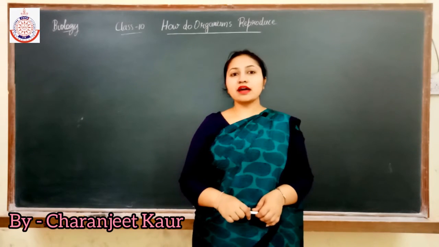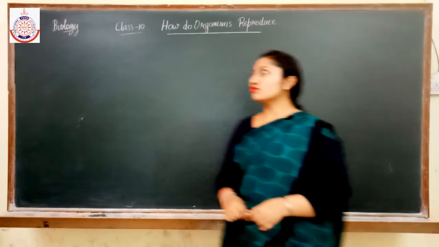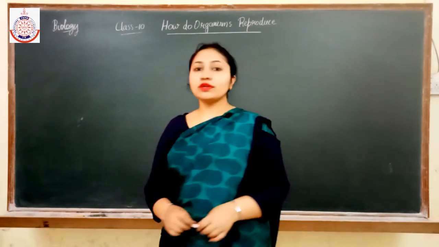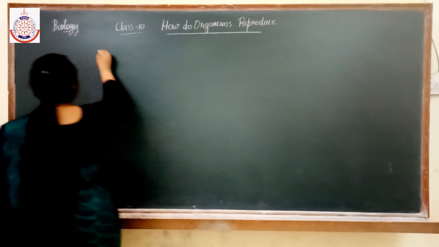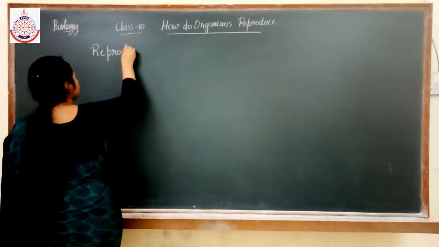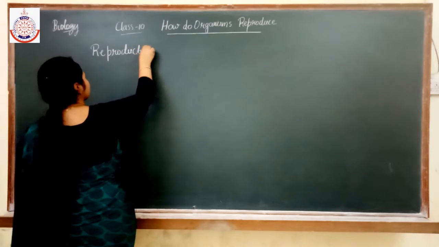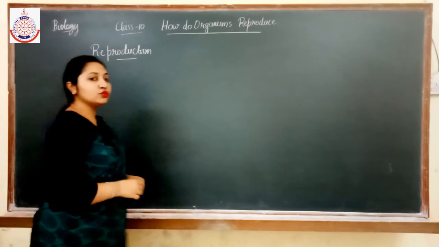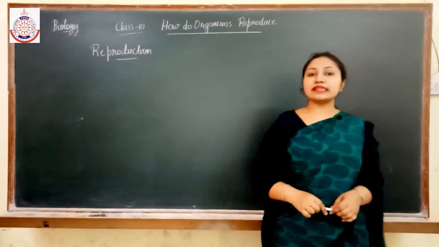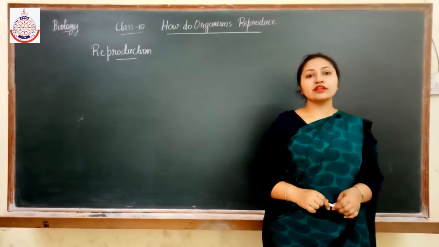So today we will start with a new chapter, that is how do organisms reproduce. So first of all, what is reproduction? Reproduction means the production of new organisms from the pre-existing organisms of the same kind, and this is known as reproduction.